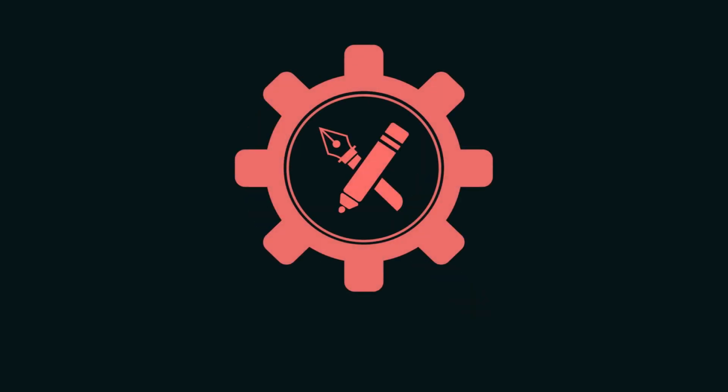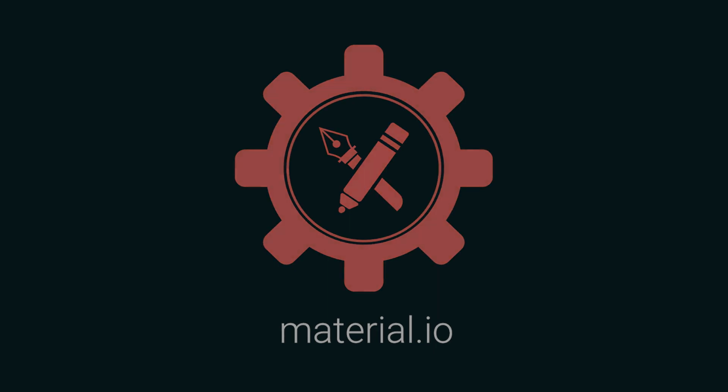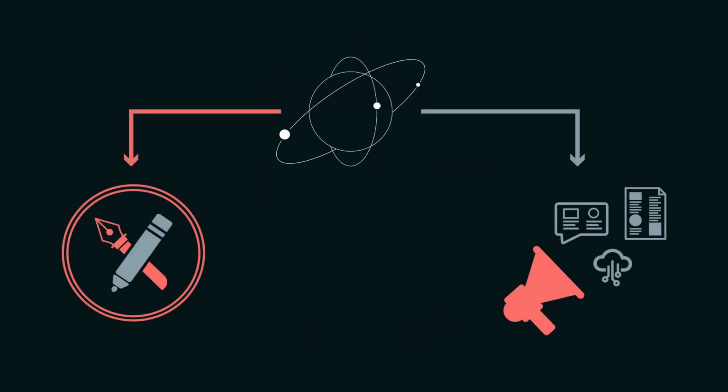Another very popular focus in the industry today is design systems. Google has a great example of this through its material design system, material.io. Link in the description.